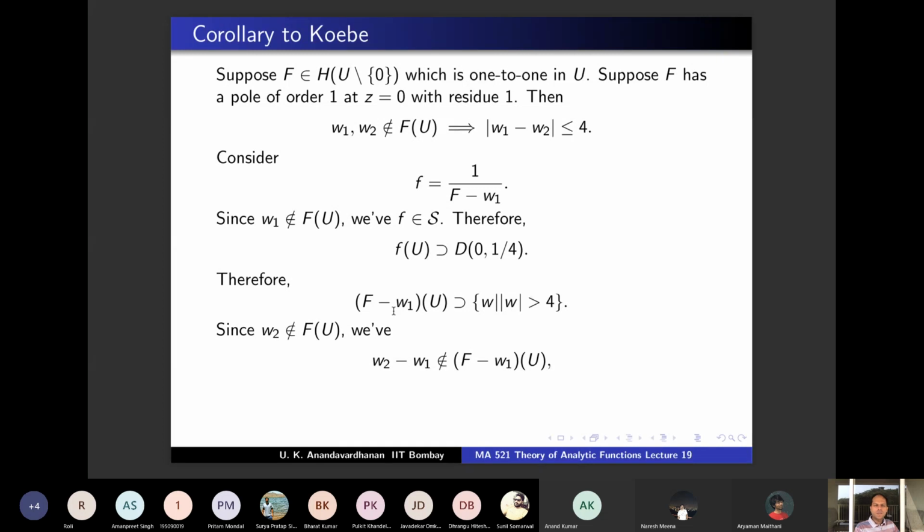So this contains this region. So if W2 minus W1 is outside this, then mod W1 minus W2 is less than or equal to 4. Okay, so it's a corollary. Right, this contains this region. So if you take a point outside this, then its modulus will be less than or equal to 4, and this is a point outside this image, because both these points are outside of F of U.